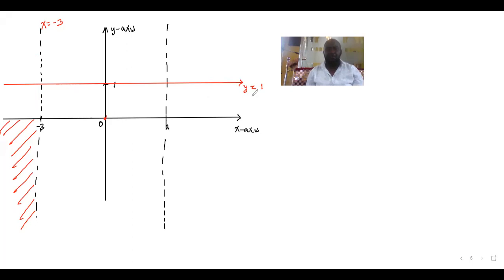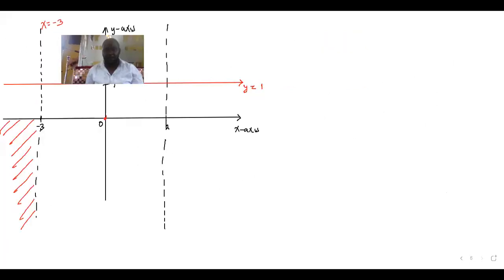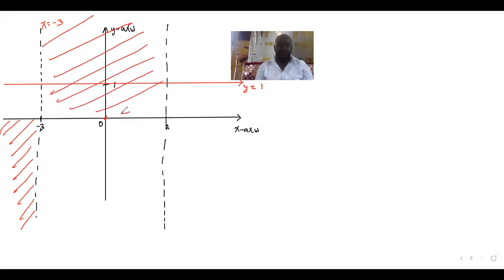Now let me shade the second one. Maybe you'll understand it better. Between negative 3 and 2, the curve passes where? In the negative. Meaning it passes where? Does it pass up or down? Where is the negative y? Is it below the x-axis, above the x-axis? The negative y is below. That is where the curve is passing. So you shade up here where the curve does not pass.